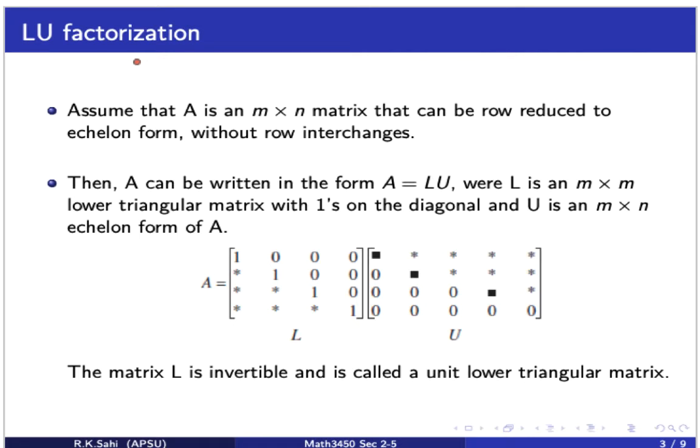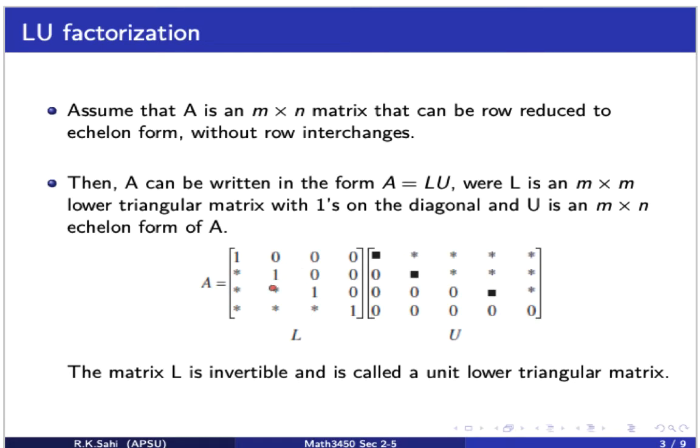For LU factorization, we're going to assume that A is an M cross N matrix which can be reduced to echelon form without row interchanges. As a result, A can be written in the form of L times U, where L is a square matrix of size M and it is lower triangular with ones on the diagonal. This is the matrix we're talking about. And U is an M cross N matrix in the echelon form of A. This is the matrix we're looking at.